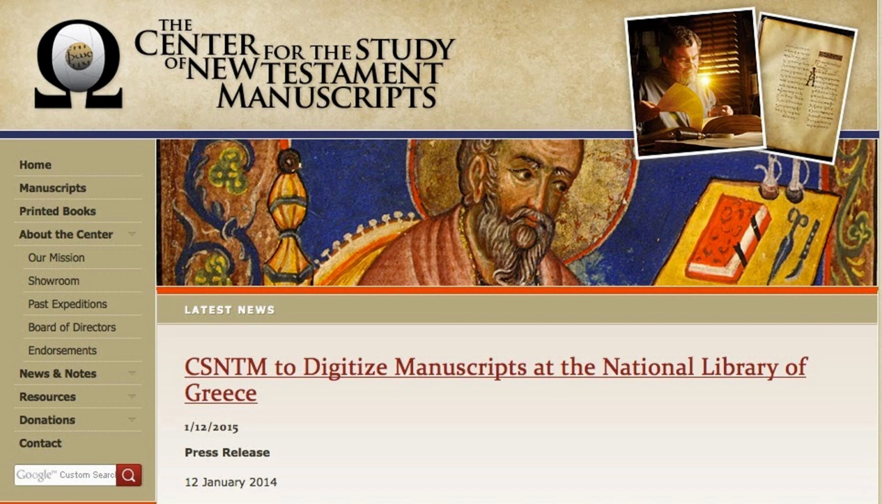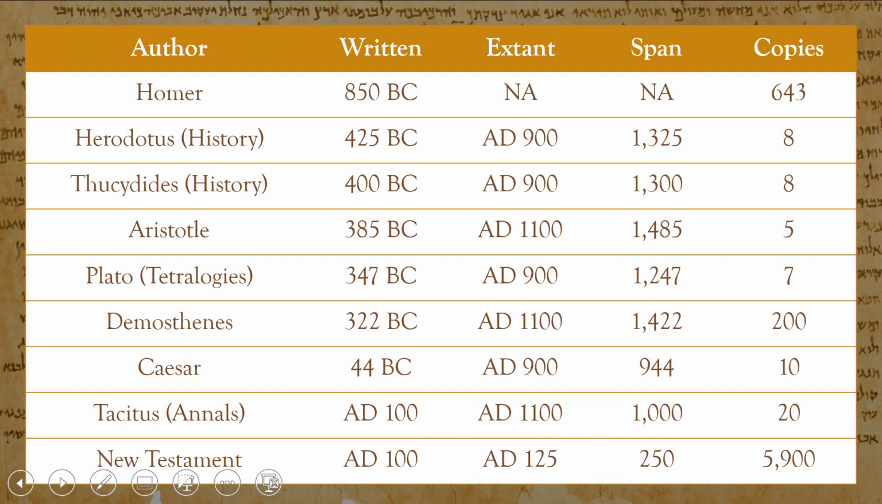So our total number of sources for the New Testament is actually somewhere in the neighborhood of 25,000. I mean, it's just a staggering number of evidence for the New Testament that scholars will then have to work through to figure it out. Here's a comparison of a lot of other ancient Greek literature. So we have, for example, Homer up here. It was written about 850 BC. There's 643 copies extant, or that survive today.